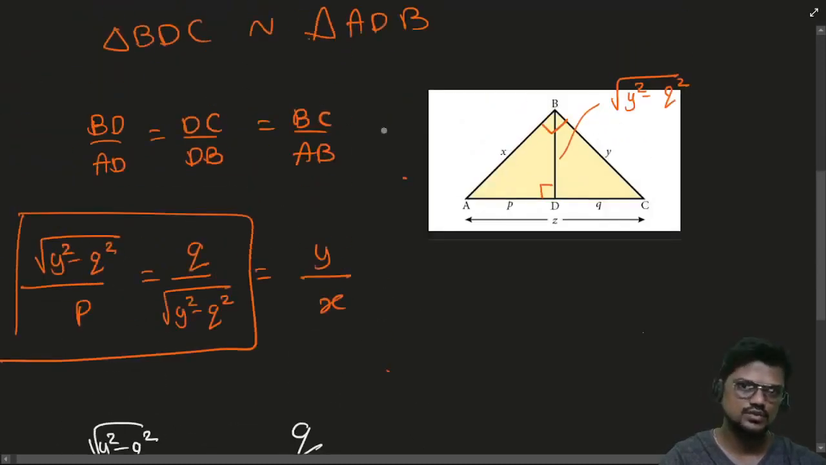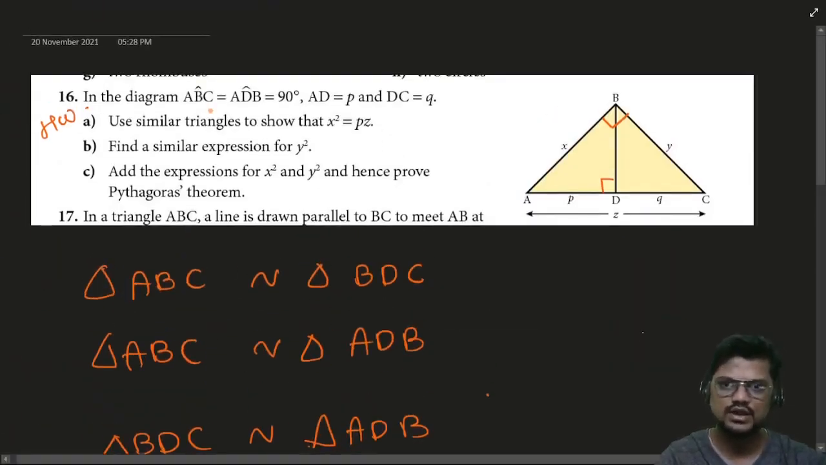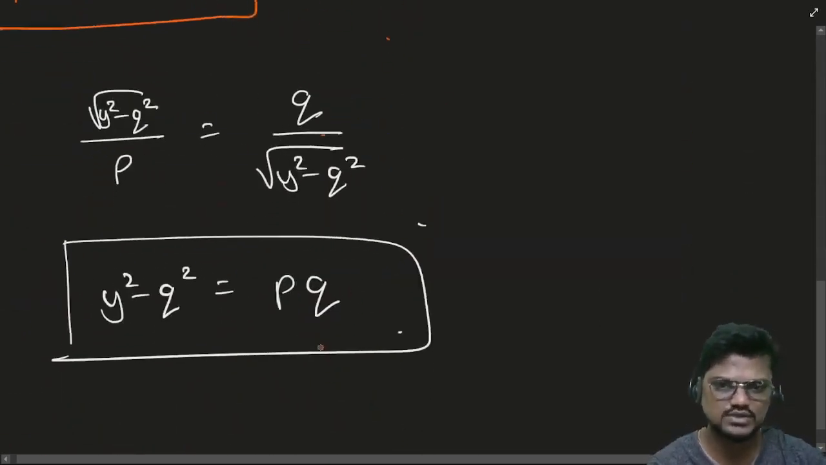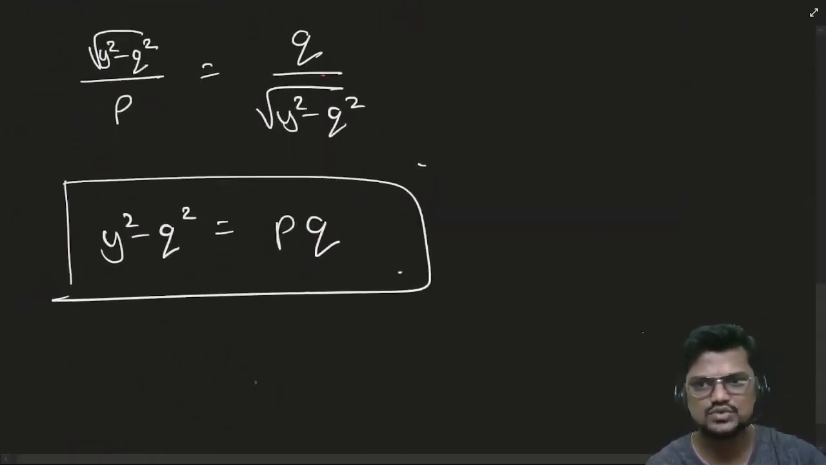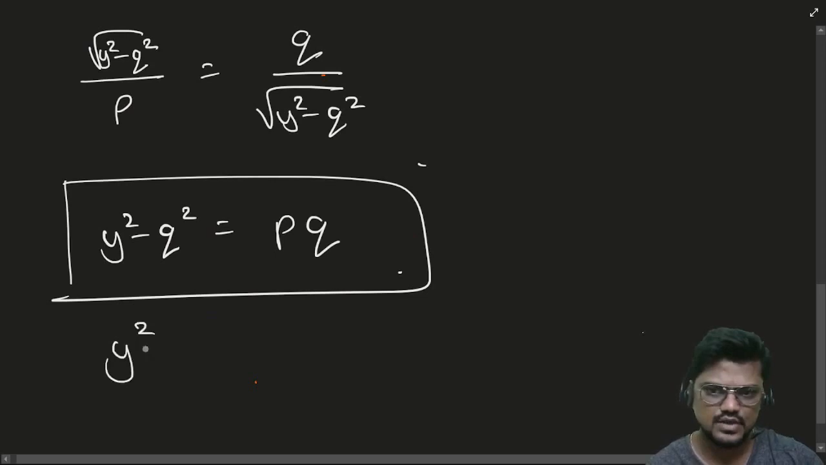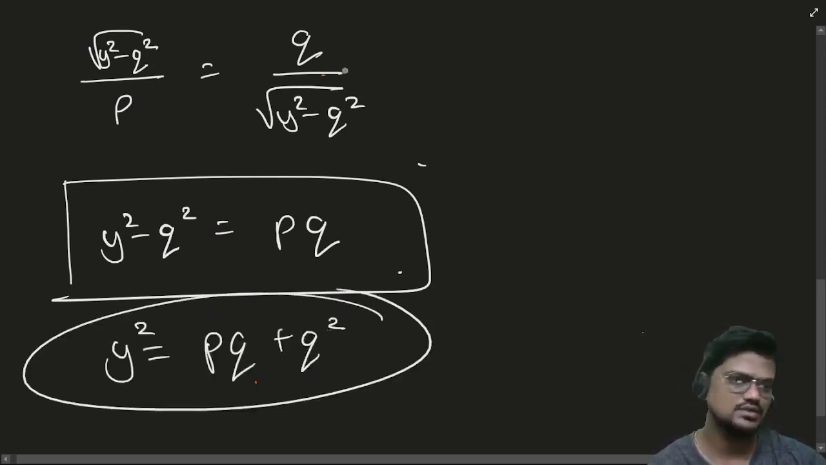So this is what they have asked. Use similar triangles to show that x square equals pz. Fine, we will be proving it. Find a similar expression for y square. So a similar expression for y square will be pq plus q square. Y square will be equal to pq plus q square. This will be the expression for y square.